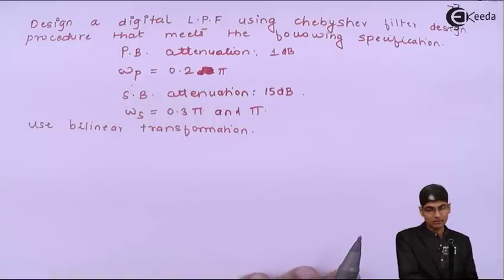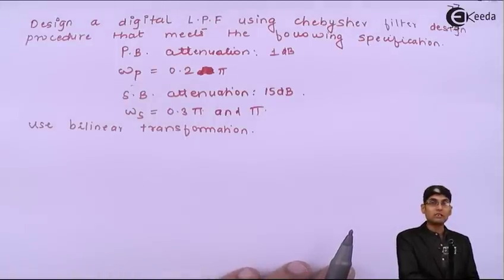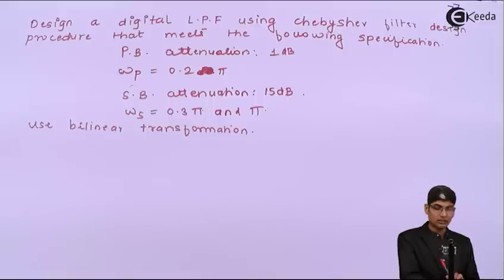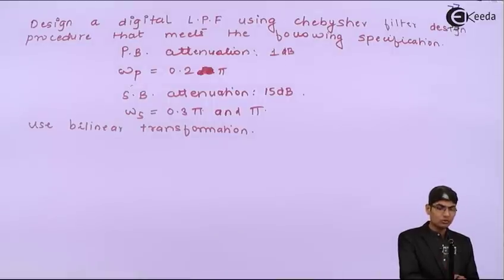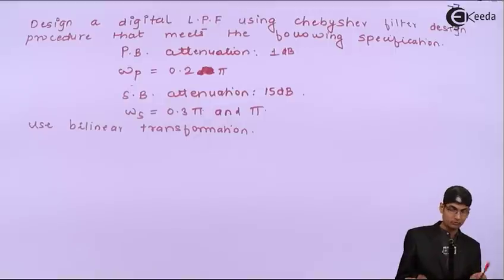The passband attenuation is given as 1 dB. The passband edge frequency is given as 0.2 pi. Stopband attenuation is 15 dB and stopband edge frequency is 0.3 pi, and they have said that use bilinear transformation.